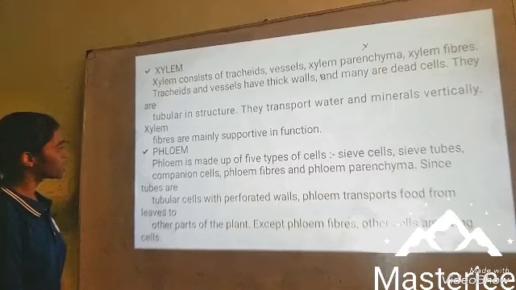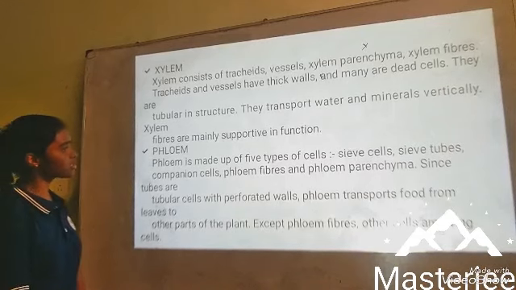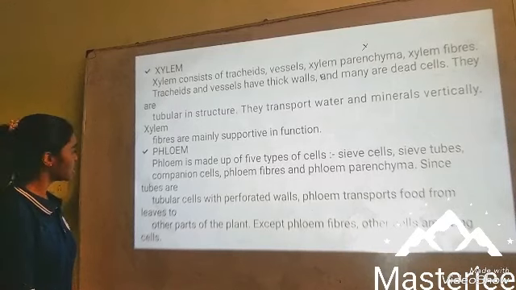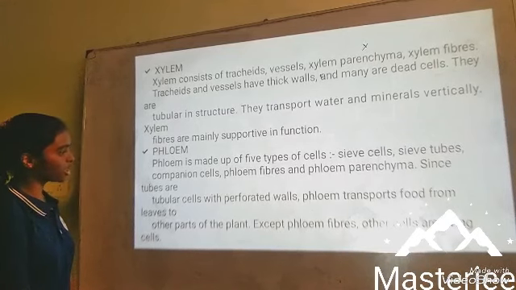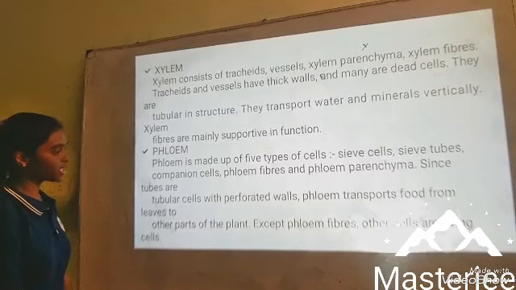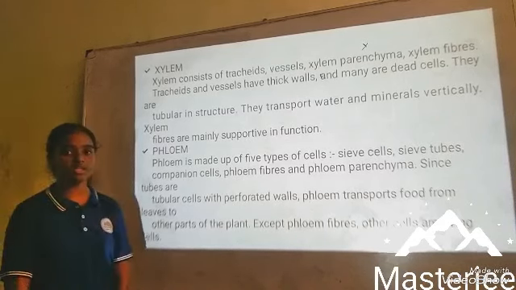Phloem. Phloem is made up of 5 types of cells: sieve cells, sieve tubes, companion cells, phloem fibers and phloem parenchyma. Sieve tubes are tubular cells with perforated walls. Phloem transports food from leaves to other parts of the plant. Except phloem fibers, all cells are living cells.